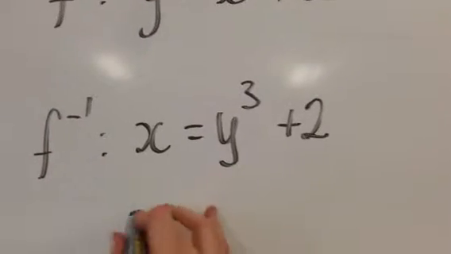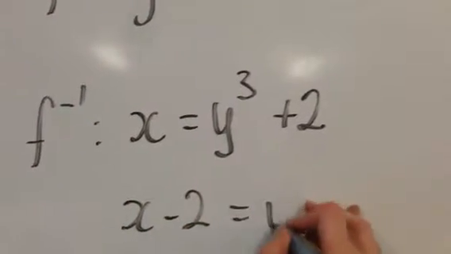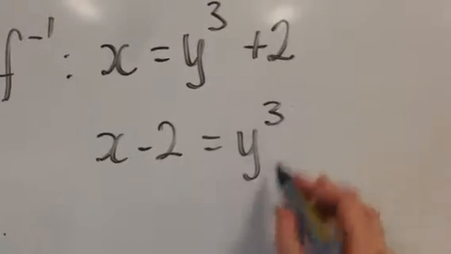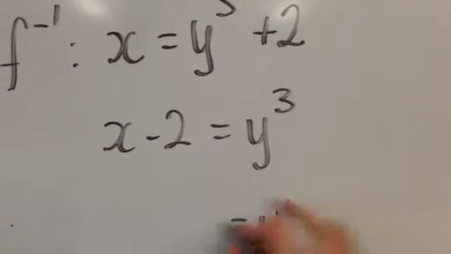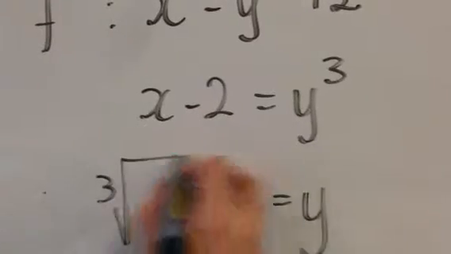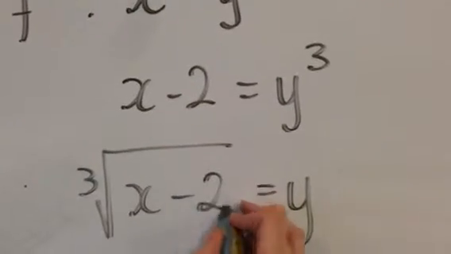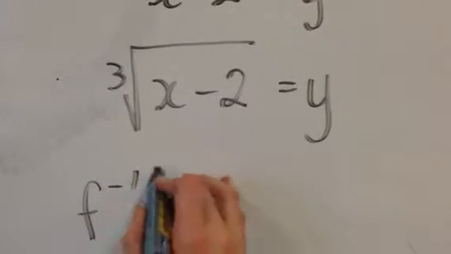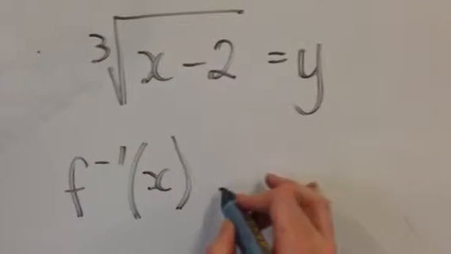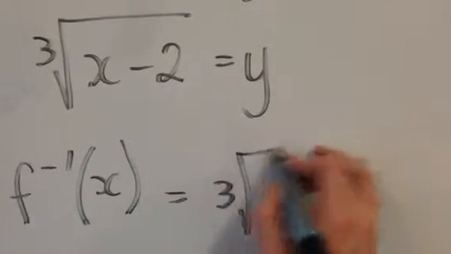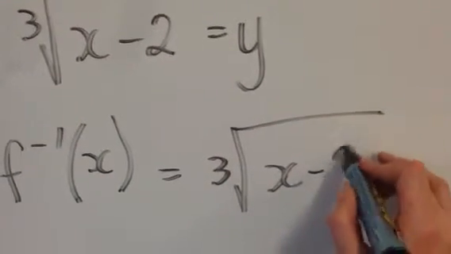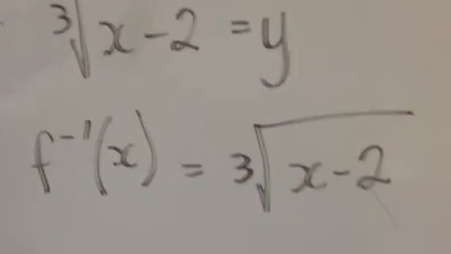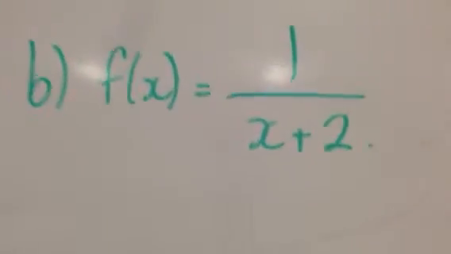Okay, so subtract the 2, cube root it, and we get here that our inverse function of x is the cube root of x minus 2. Okay, let's have a look at our second one.